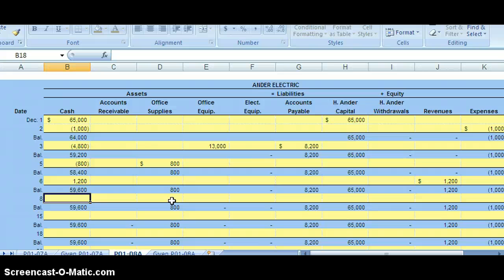Now, December the 8th, we purchased $2,530 of equipment on credit. So we didn't pay cash, so cash is not affected. We're going to deal right now with the asset, and that's going to be office equipment. So we'll go to office equipment for $2,530. Now, we didn't pay cash for it, so how did we actually pay for this? Well, it looks to me we're going to have it on credit, so we got to eventually pay this back. So we're going to increase our accounts payable.